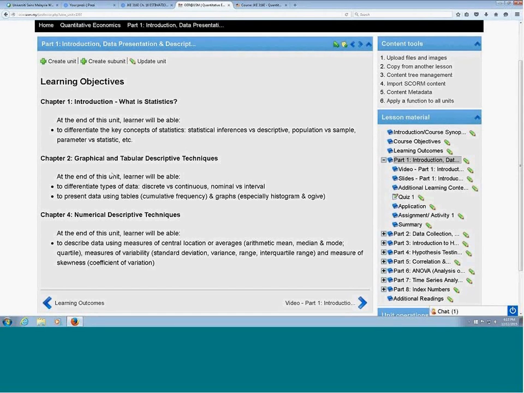Okay, from chapter 2, when we talk about graphical and tabular. Tabular from the word table. So it's not something new there. Tabular means anything in table form. So we call that tabular descriptive techniques. So yeah, what are the two important graphs and tables? Okay, basically for graphs, we are talking about histogram and ogive.